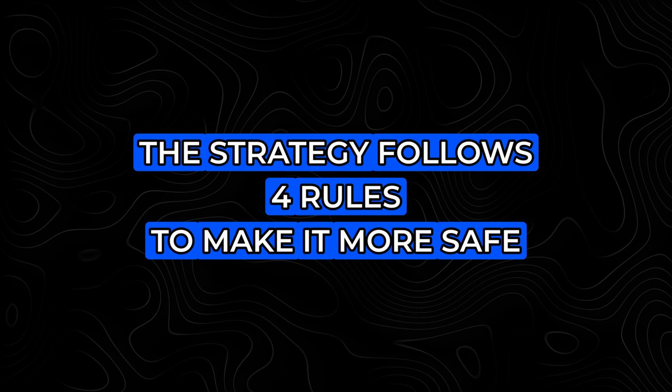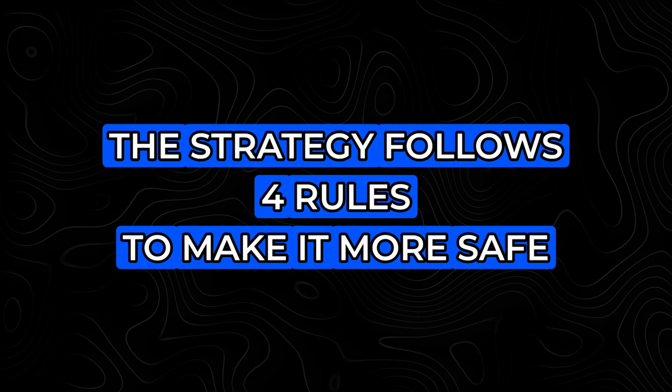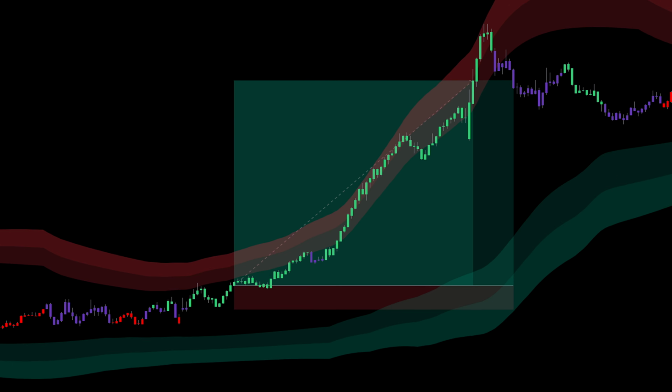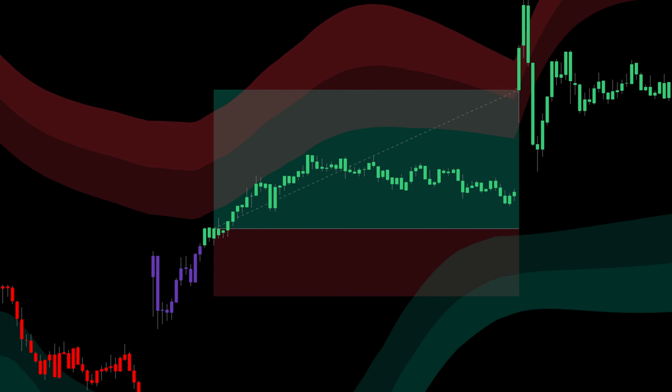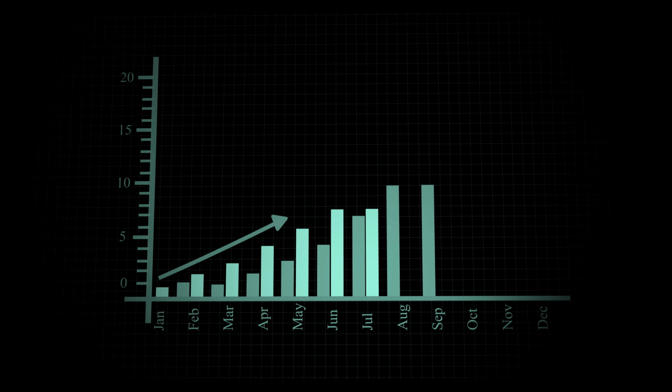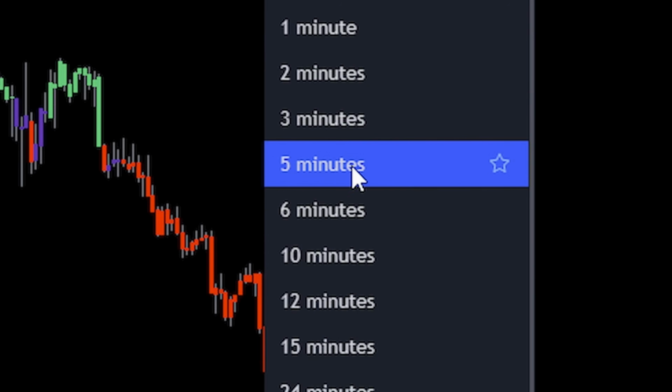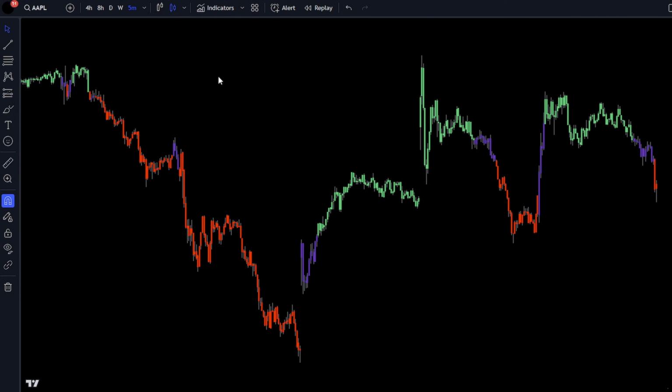It follows 4 strict rules, each of which is absolutely crucial to follow. By adhering to these rules, you can minimize risk and achieve highly accurate trade entries. Imagine making nearly foolproof trades and watching your profits soar. As an example, we will use the Apple price chart on a 5-minute time frame.